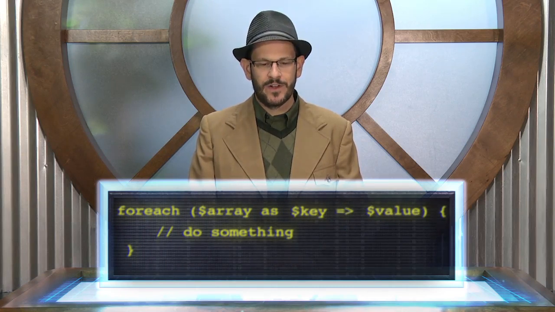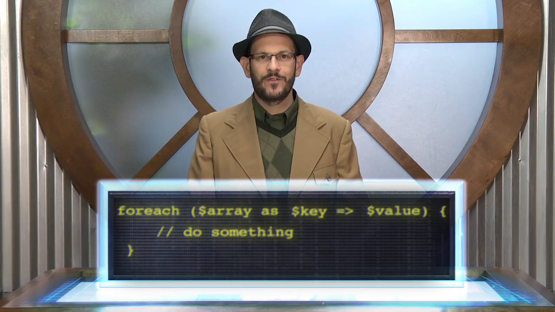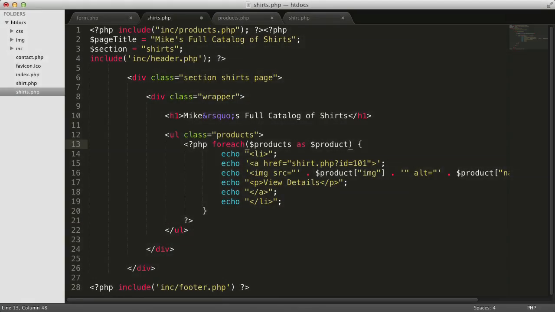We can modify our for each loop to load the key of the array element into a separate working variable using the double arrow operator. When we write the for each loop like this, we'll have 2 working variables inside the loop. One with the key of the element and one with the value. Let's make this same change to our for each loop here in shirts.php.